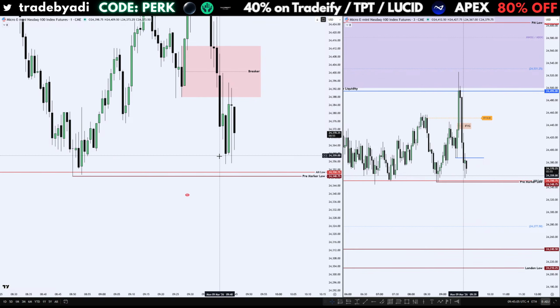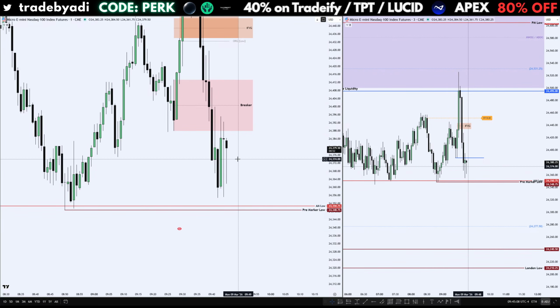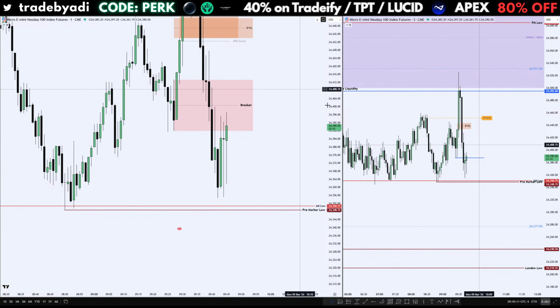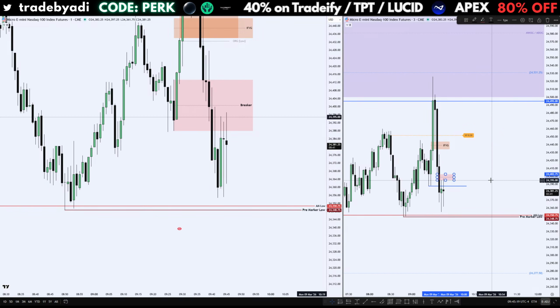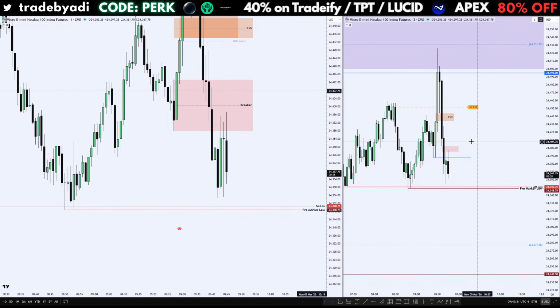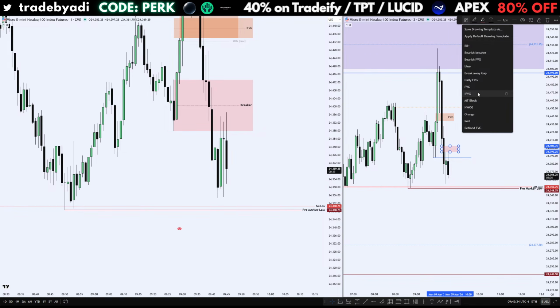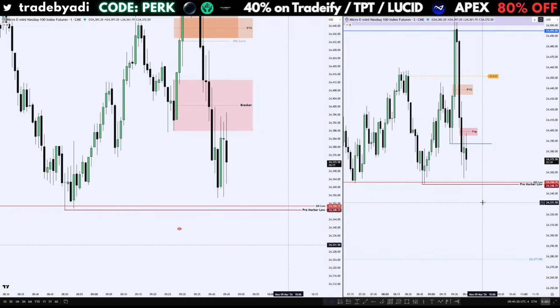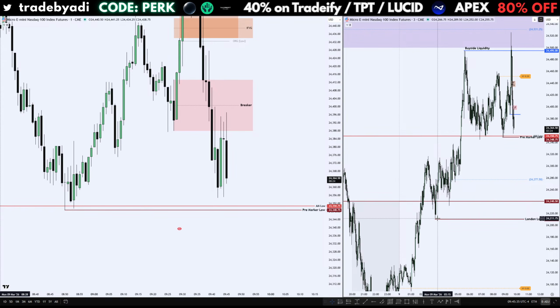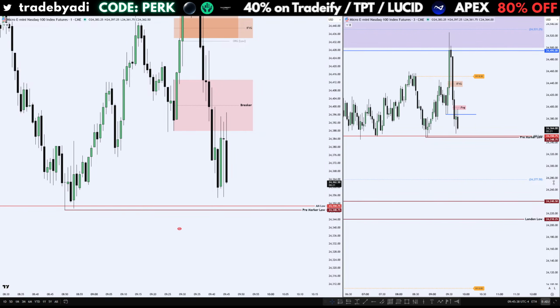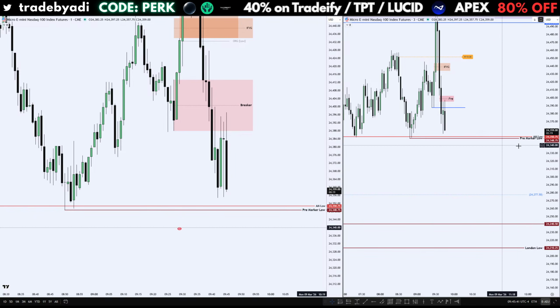Again, the price has created the equal lows. Okay, so we are inside this 5 minute fair value gap. It is the bearish fair value gap inside the breaker. So bearish FVG. And this is where the London low is, and this is the event horizon between these two key areas.